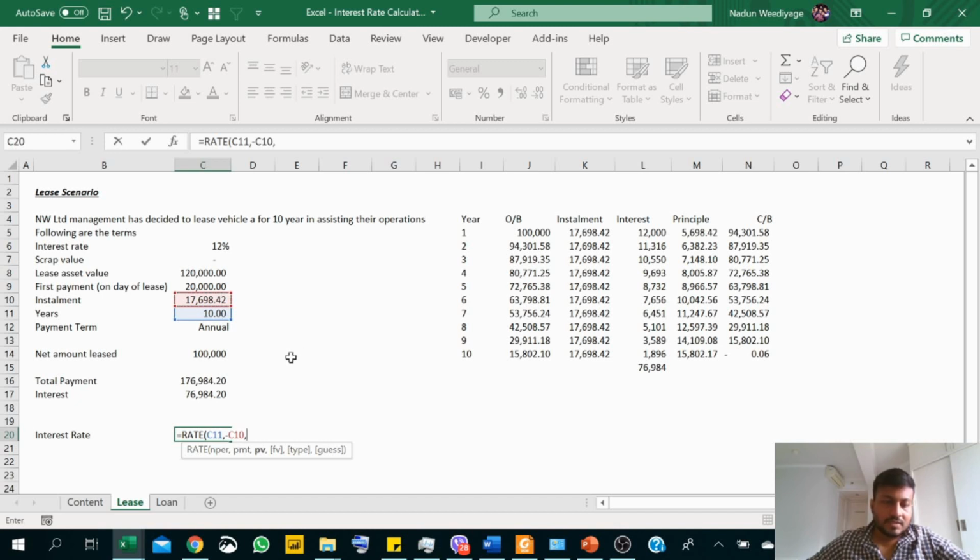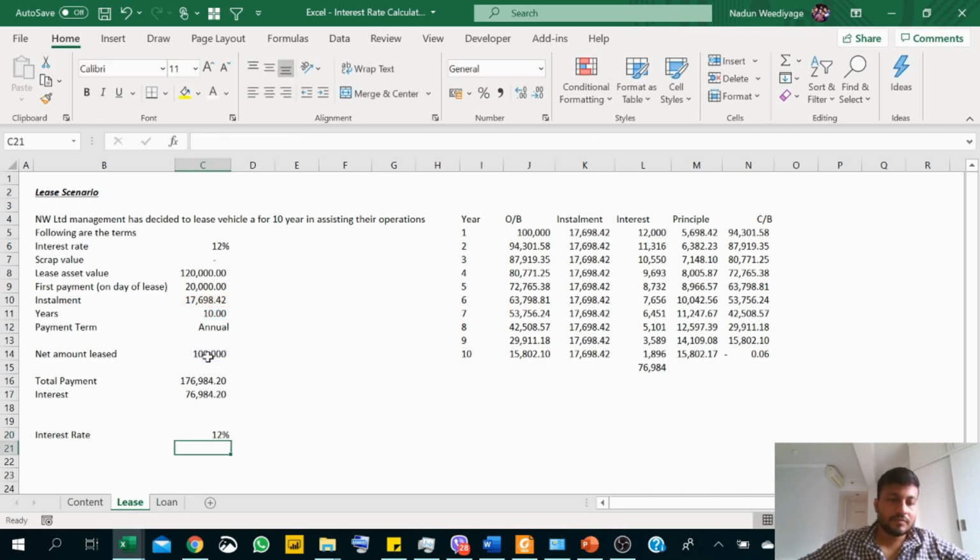And present value is the current value of the loan, the loan facility that you are taking. So in this case, you are taking 100,000 as the lease facility. So this would be the present value. And future value, we don't need to know, we will keep it blank, and we are paying at the end of the period. And then we can close the parentheses. So it will return the same rate of 12%, which means the calculation numbers are correct.